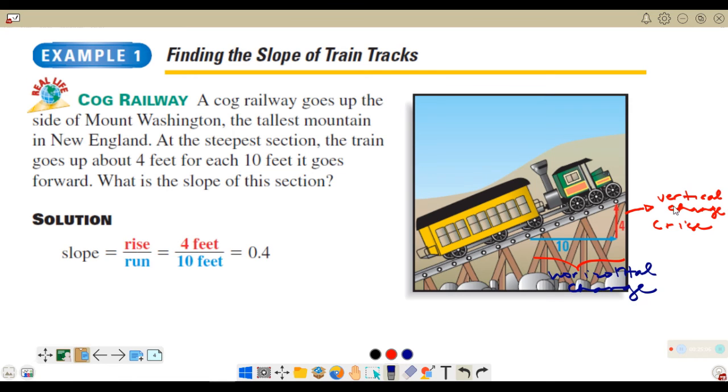So, ang gagawin lang natin ay substitute natin sila sa isa't isa. So, y minus y, yun yung 4. We have 4 feet, yung rise natin. And then, for the run, we have 10 feet. 4 divided by 10 is 0.4. So, that's it.